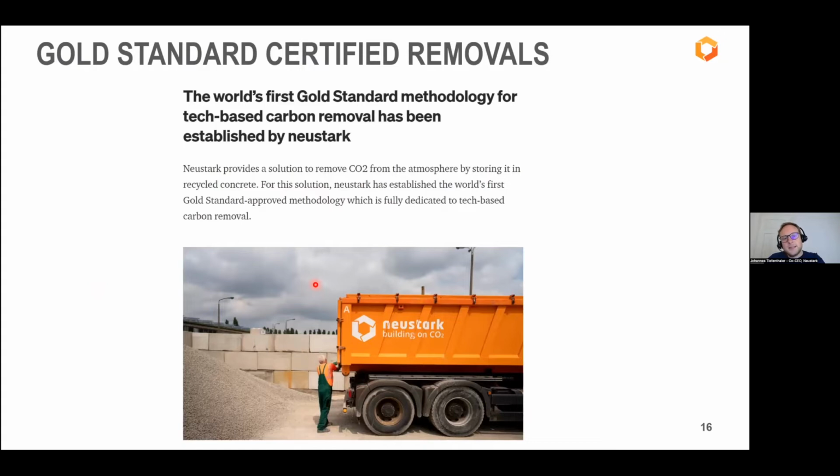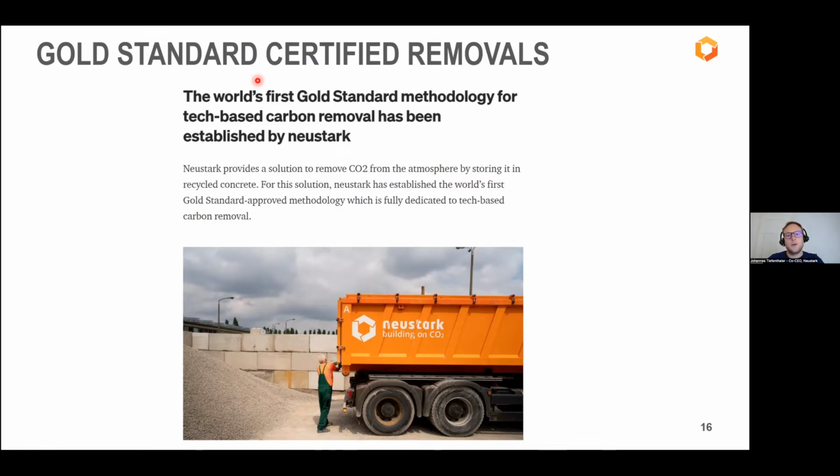So I would say this is the scientific part, the life cycle assessment, but this was then translated into a Gold Standard certified removal methodology. And this is it. We developed together with Gold Standard the first tech-based carbon removal methodology. And that's also something we are very proud about.